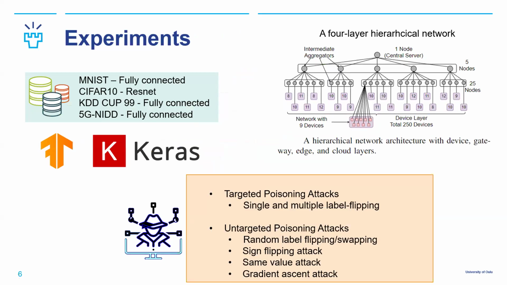To illustrate our solution, we designed a hierarchical federated learning network with 4 layers, where the central server connects to 5 nodes, and those 5 nodes will be connected to 25 nodes and ultimately to 250 devices. We use 4 datasets called MNIST, CIFAR10, KDD CUP99, and 5G NIDD. 5G NIDD is a dataset developed at University of Oulu using its own 5G network. We use TensorFlow with Keras to simulate our scenarios, and we use targeted poisoning attacks, single and multiple label flipping, and untargeted poisoning attacks, random label flipping, random label swapping, sign flipping, same value and gradient ascent attack.